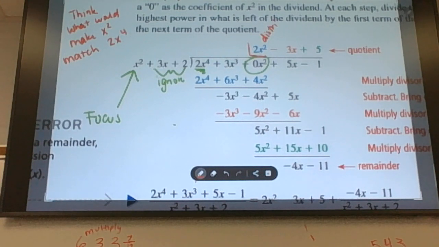Then you distribute. I'm going to do 2x squared times x squared, put it here. I do 2x squared times 3x, I put it here. I do 2x squared times 2, and I put it here. Distribute down.